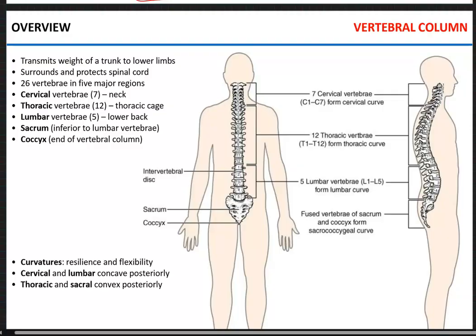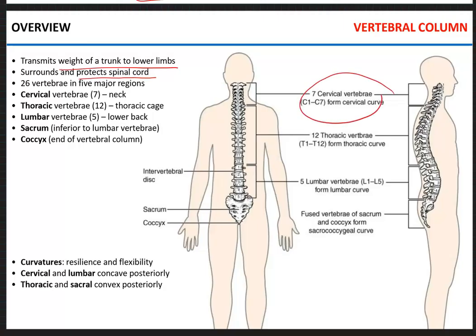Now we're going to move on to the vertebral column. So the function of the vertebral column is to distribute the weight of the trunk over the lower limbs and to protect the spinal cord. It consists of 26 vertebrae. I'm going to emphasize on that image also the curvatures. Let me make it a little thicker. So this is the curvature of the cervical part. There are 7 cervical vertebrae.